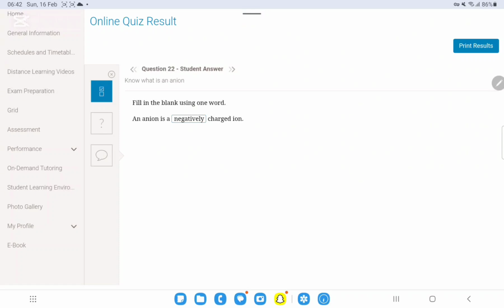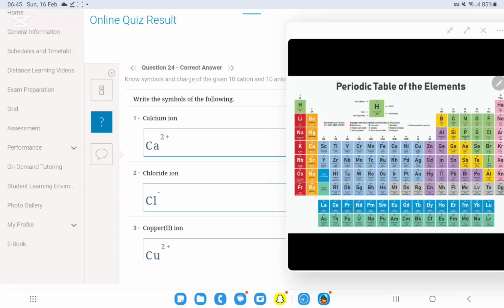For the next 2 questions, you need to memorize this: anions are negatively charged ions, and cations are positively charged. My last year's teacher used to say, cats make you feel positive, so cations are positively charged ions. That's all you have to know. For this question, they want the symbol of the following: calcium ion.